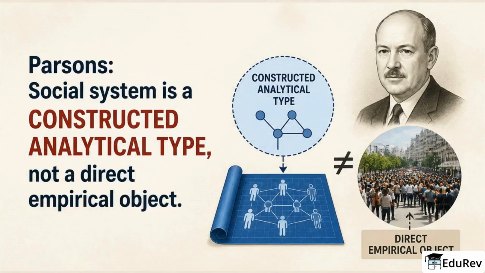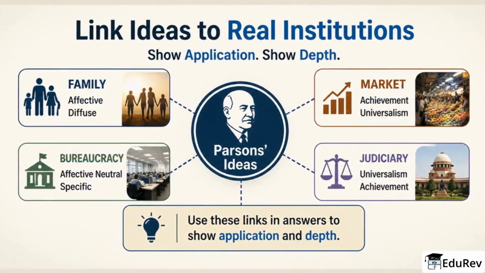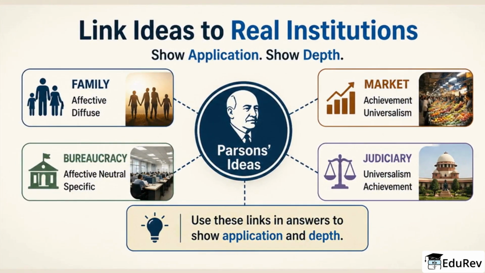Many UPSC aspirants miss one key point. Parsons treats the social system as a constructed analytical type, not a direct empirical object. This means you should explain Parsons as a theoretical model that helps interpret social facts, not as a literal description of society. In answers, link his abstractions to real institutions, family, bureaucracy, market, judiciary, to show application and depth.